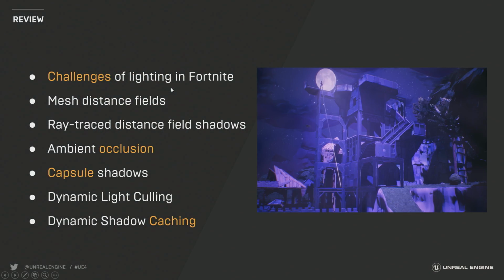So let's review. We talked about the challenges of lighting a dynamic and brightly lit game like Fortnite. We talked about mesh distance fields. We talked about ray trace distance field shadows, distance field ambient occlusion. We took a look at capsule shadows for characters, and then we looked at some of our lighting optimizations, including dynamic light culling and dynamic shadow caching.